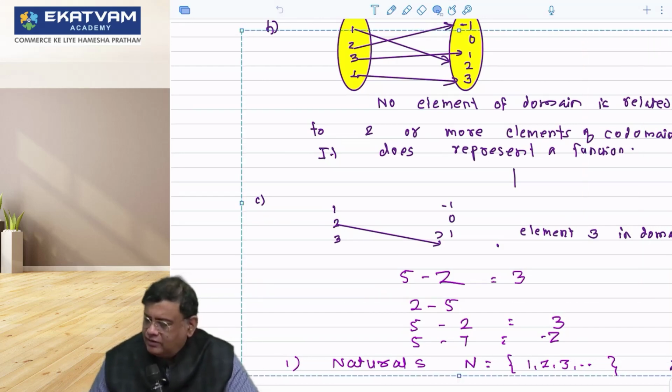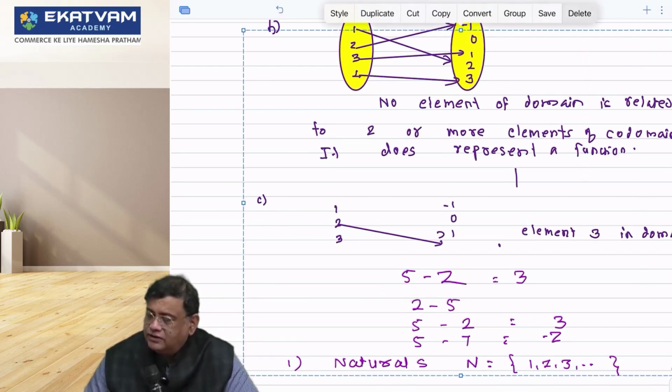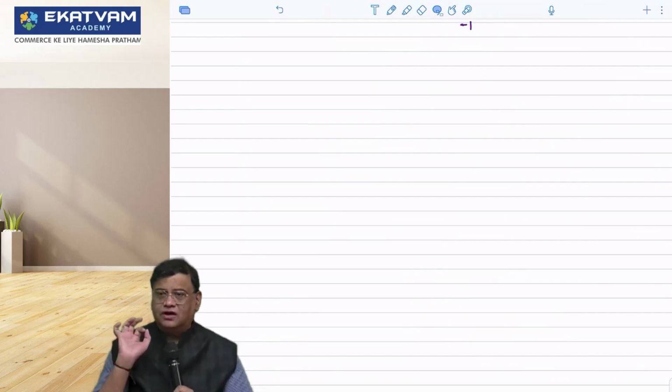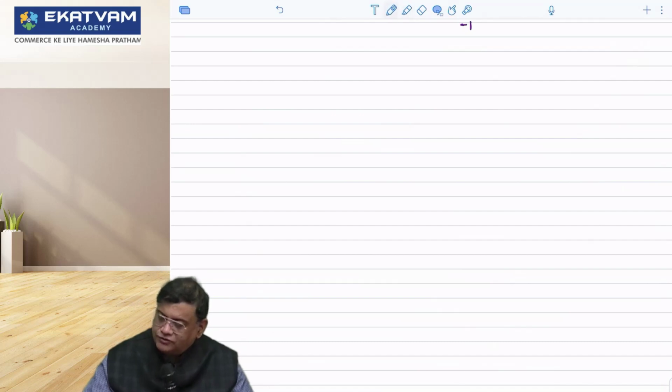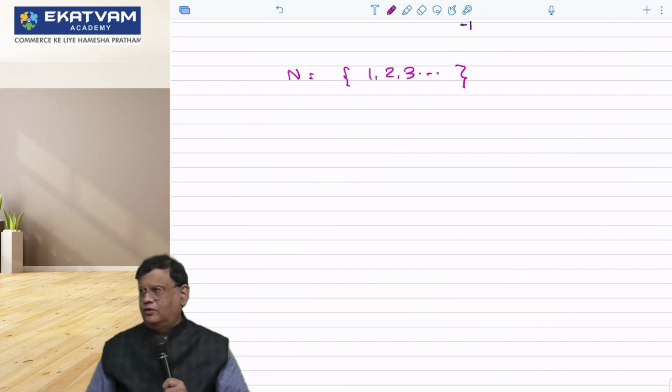We said earlier yesterday that the natural numbers are the counting numbers. And the counting does not start with 0. Counting starts with what? 1. So tell me, what is the set of natural numbers? Natural numbers is 1, 2, 3, 4, dot, dot, dot.